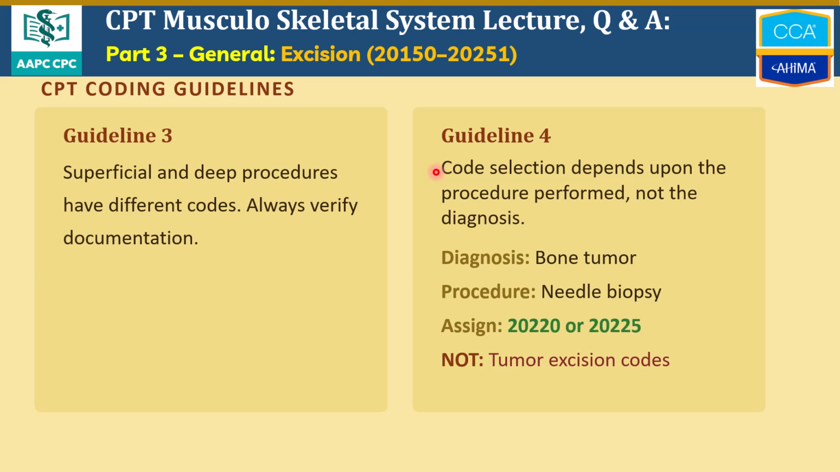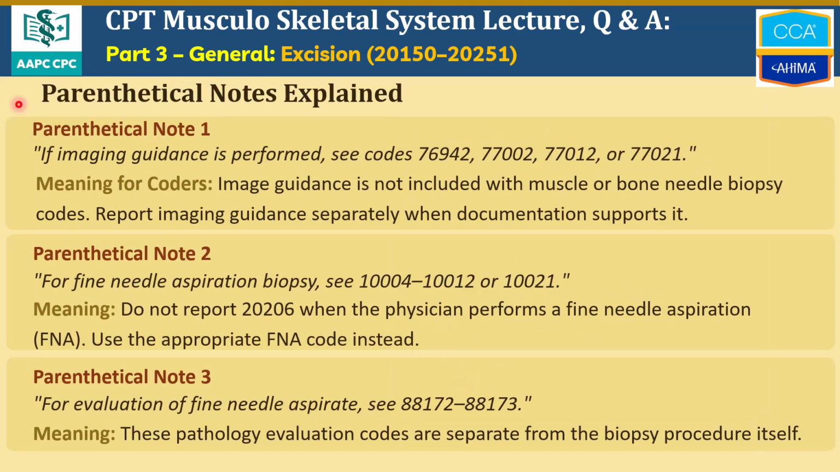And guideline 4, code selection depends upon the procedure performed, not the diagnosis. For example, the diagnosis may say bone tumor, but the procedure may be needle biopsy. So you have to assign the code 20,220 or 225, not the tumor excision code, because this is only the biopsy. Let's learn some parenthetical notes regarding this section.